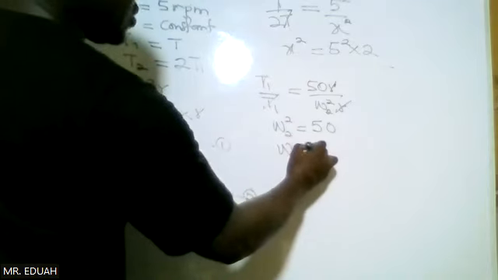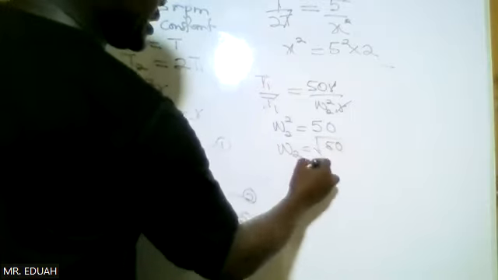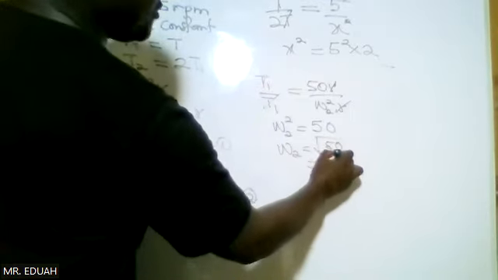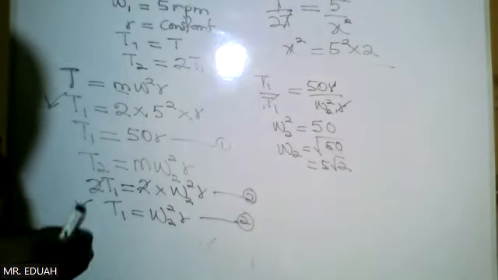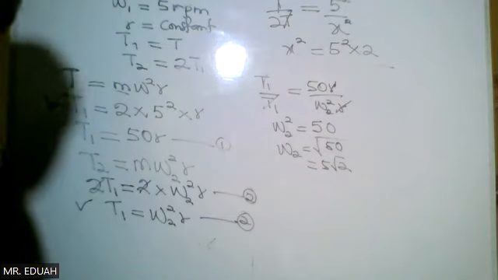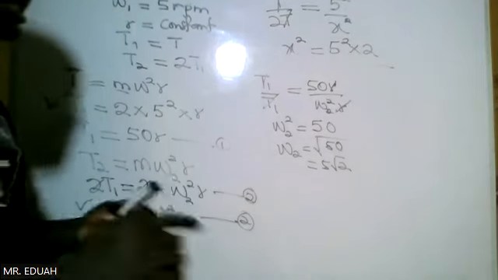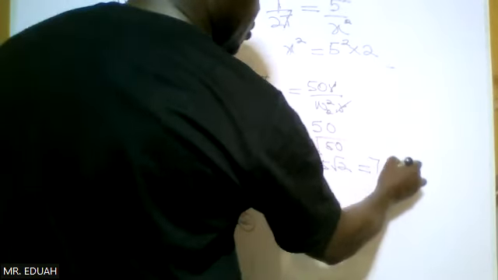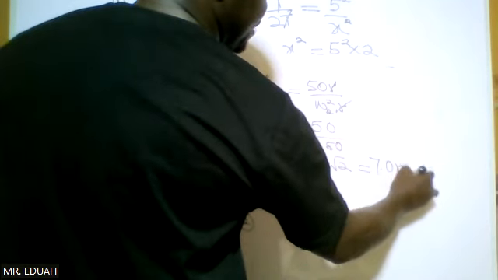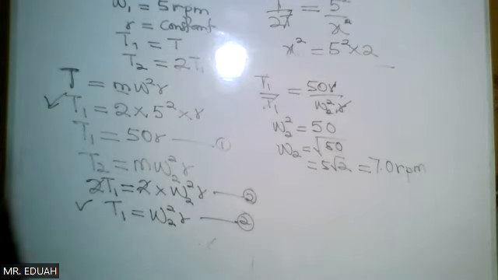Omega 2 therefore is equal to square root of 50, which is 5 root of 2. And 5 root of 2 will give us whatever we had earlier. So that's the answer. And this is giving us approximately 7.0 revolution per minute. So that's the solution for question 1.